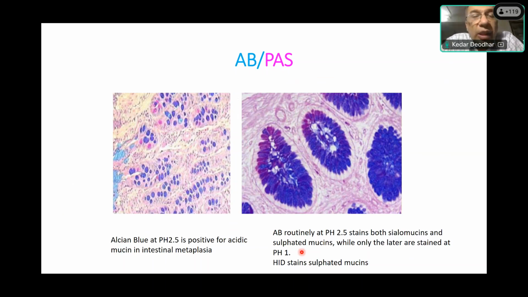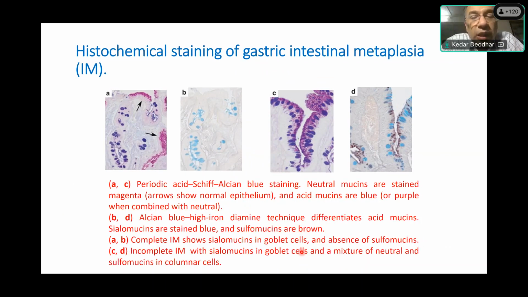These are examples from Dr. Lakshmi Narayan's collection. On the left side, we can see these blue points, which are the goblet cells, telling us that there is intestinal metaplasia. These will be the same. The sulfated mucins with high iron diamine are stained brownish in tinge. So these are some examples of sulfated mucin staining with high iron diamine.